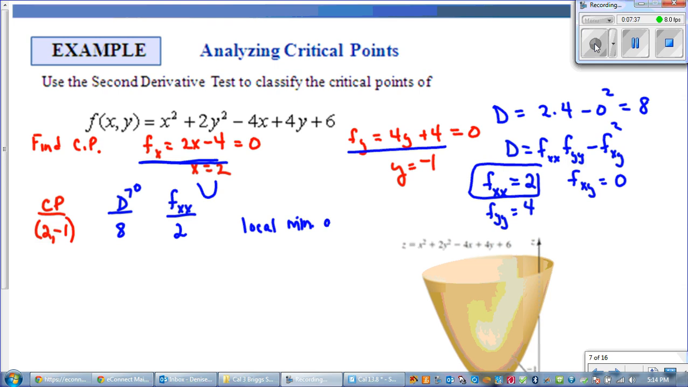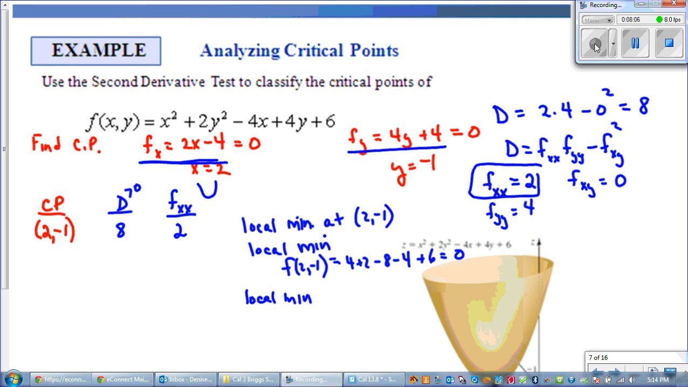And the local minimum occurs at (2, -1). And if you actually want the local minimum, which is the lowest value, you would find f(2, -1) to be 4 plus 2 minus 8 minus 4 plus 6, which is just 0. So the local minimum is 0 at the point (2, -1).